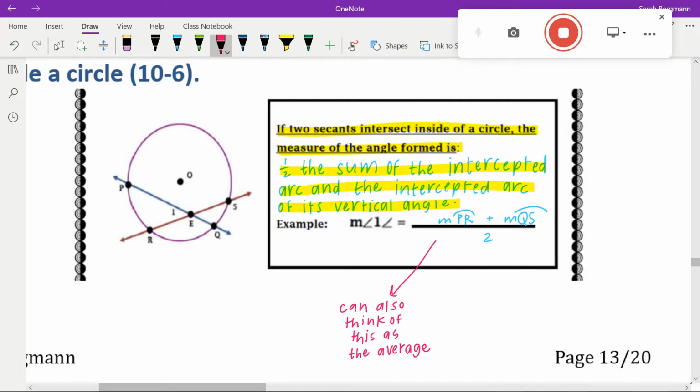Basically, if we want to find the measure of angle 1, it is equal to its intercepted arc plus the intercepted arc of its vertical angle. You need to think back: the definition of a vertical angle means the non-adjacent angle formed by the intersecting lines, and its intercepted arc. You can also think of this as an average because we're adding them up and dividing by 2. We're going to add up these two arcs, the first one and the second one, divided by 2. That'll give us the measure of angle 1.